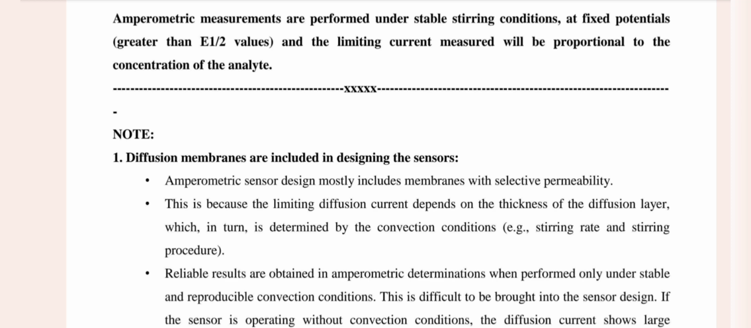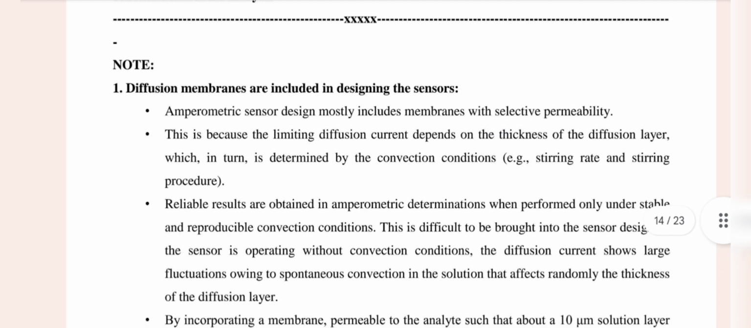Okay. So in order to obtain reliable results in amperometric determinations, we need to perform them under stable and reproducible convection conditions. So we need to stir uniformly at a constant rate and a constant interval, etc. This is very difficult to bring into the sensor design. Performing this in a stable condition is very difficult.